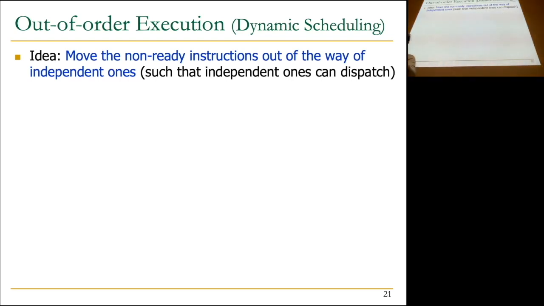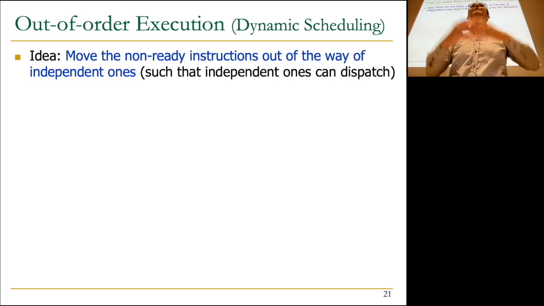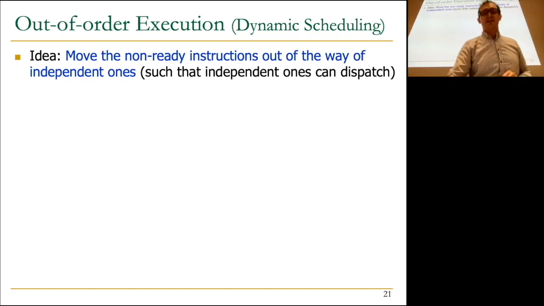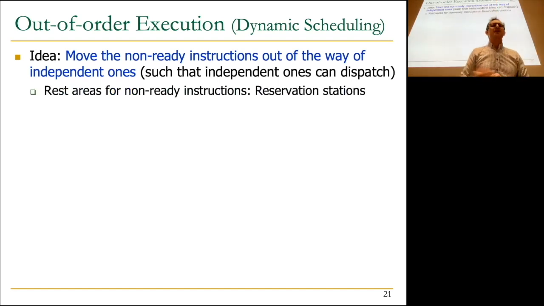And then we're going to schedule the instructions or dispatch the instructions from these buffers. That's the beauty. So you can think of, at the beginning of the pipeline, we're going to add a big buffer called reservation stations. And all of the instructions are going to get buffered there until they're ready to execute. You can also think of this as rest areas for non-ready instructions, or reservation stations.